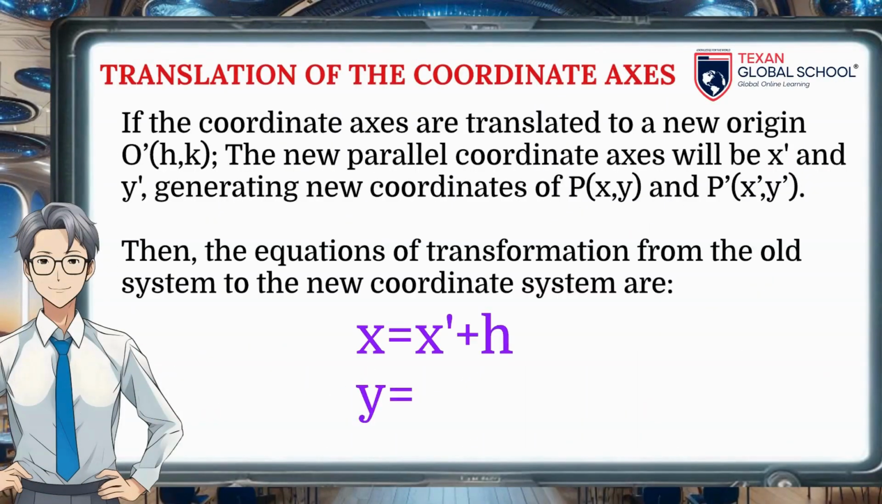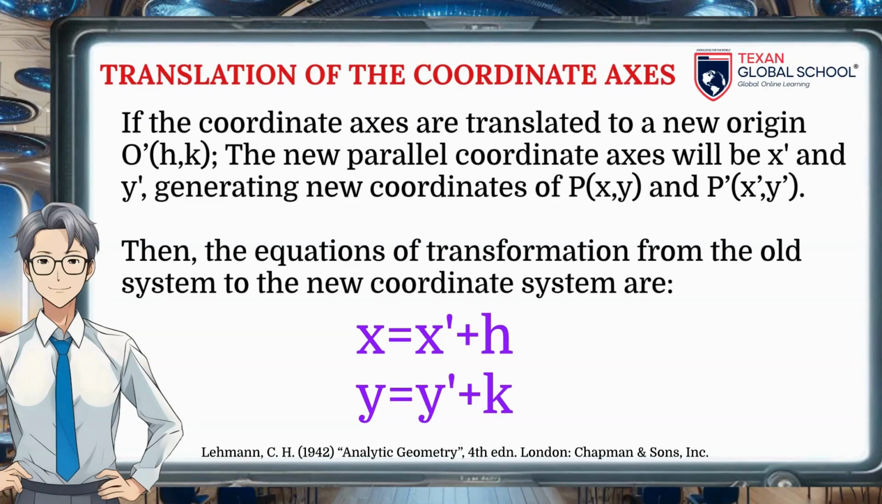On the other hand, if the coordinate axes are moved to a new origin of coordinates (h, k), the new parallel coordinate axes will be x' and y', thus generating new coordinates. Then, the transformation equations from the old system to the new coordinate system are x equals x' plus h, y equals y' plus k.